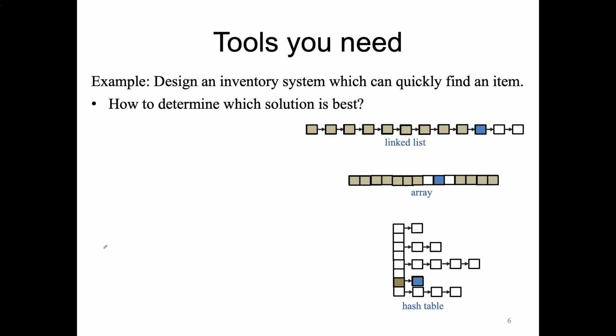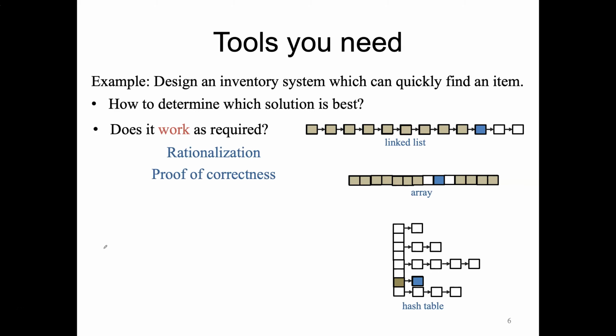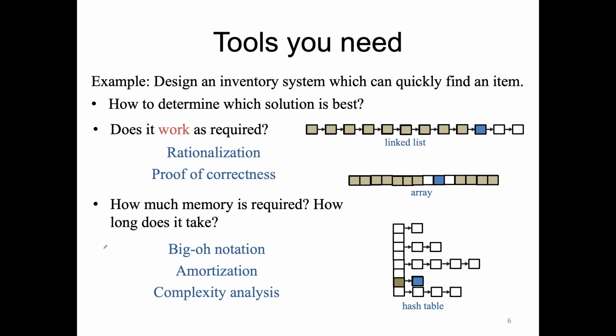First and foremost, it needs to actually work. Sometimes this is obvious, other times it requires more careful rationalization or a formal proof to demonstrate. Secondly, we compare how many resources are required. This includes both memory and time complexity.